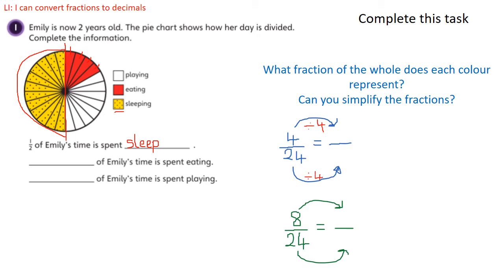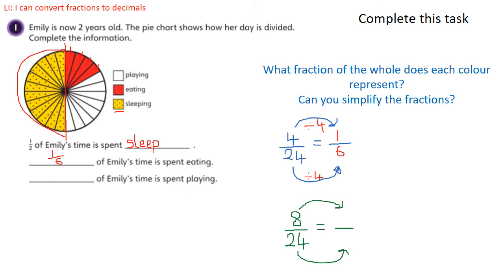So let's have a look at the numerator first. 4 divided by 4 goes 1. Now the denominator, 24 divided by 4, well, that's going to be 6. So we can say that 1/6 of Emily's time is spent eating. What I'd like you to do now is pause the video and have a go at working out how much time she spent playing. And then I will show you how to do it.